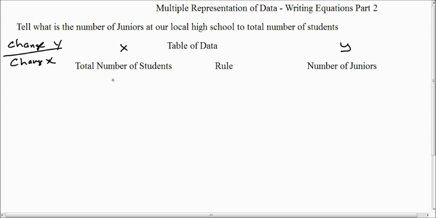Well, 100 students, and out of that we had 25 juniors. 200 students, out of that 50. 300, out of that 75. 400, and out of that 100. So we need to go to work and see, can we find an expression or rule.